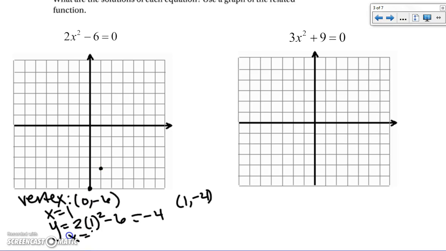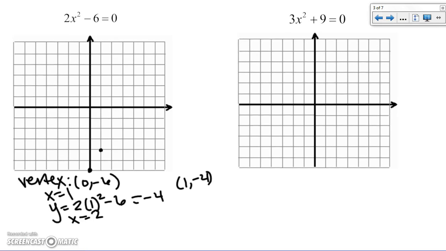And I will also plug in when x is 2 into my original. Once again, plugging it in parentheses. Make sure you follow order of operations. This would tell me to square the 2 first, which is 4, times 2, which is 8, and then subtract 6, which is 2. So I get the point (2, 2). I can mirror those points on this side. And then I will go ahead and connect my points to make my parabola.